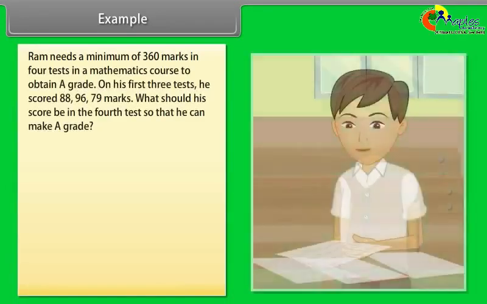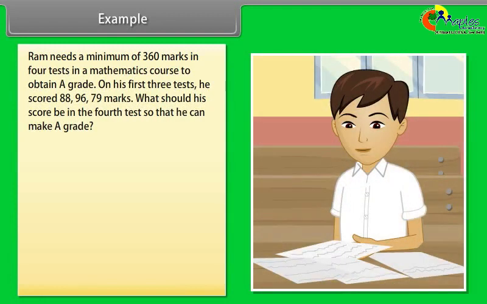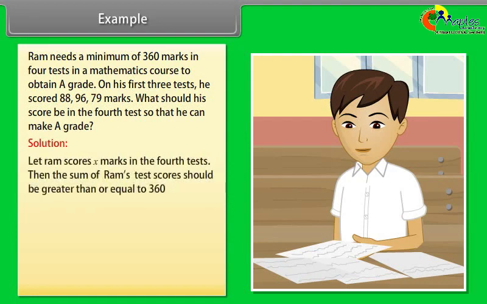Example: Ram needs a minimum of 360 marks in 4 tests in a mathematics course to obtain A grade. On his first 3 tests, he scored 88, 96, 79 marks. What should his score be in the 4th test so that he can make A grade? Solution: let Ram score x marks in the 4th test. Then the sum of Ram's test scores should be greater than or equal to 360.